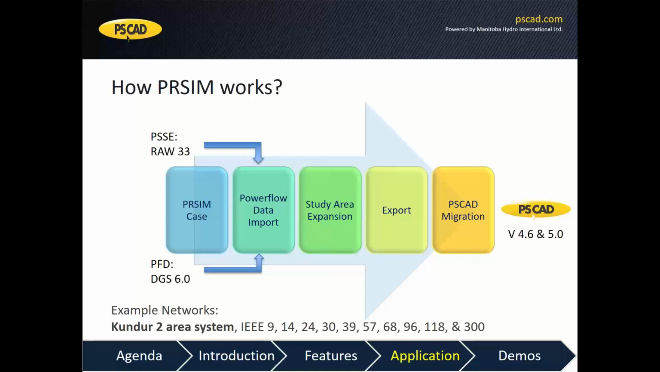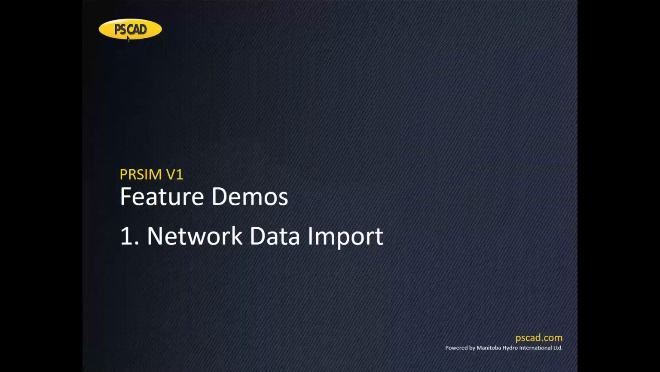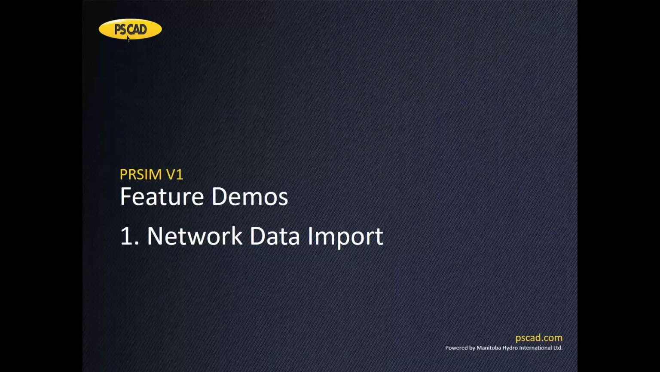When you install PRSIM, it obviously comes with many standard examples, which are listed here. But today we will use the Contour to Area system alongside the IEEE 9 bus to test some of its main features and to learn more about how all these things come together. So at this point, let's launch the software and see how all these different features come together and can help us with the transition to PSCAD.